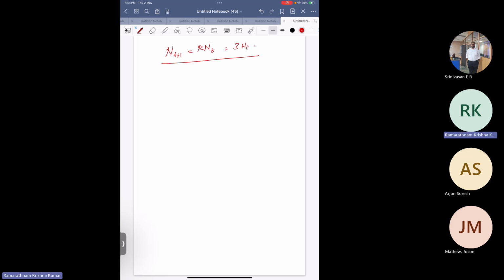Now, let us start from N1. N1 is equal to R into N naught. Clear? At the 0th day. What is N2? How do you write N2? R into N1, so R squared into N naught. So what is N(t+1)?